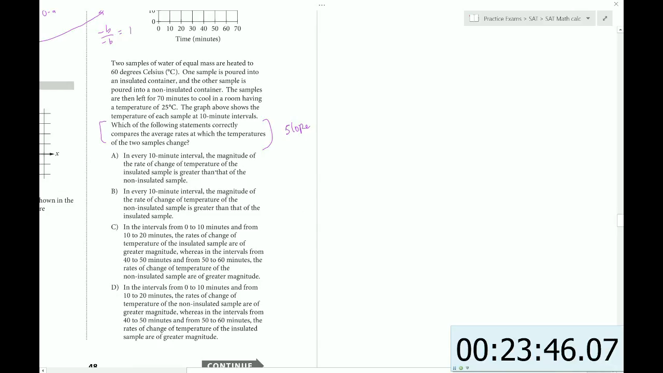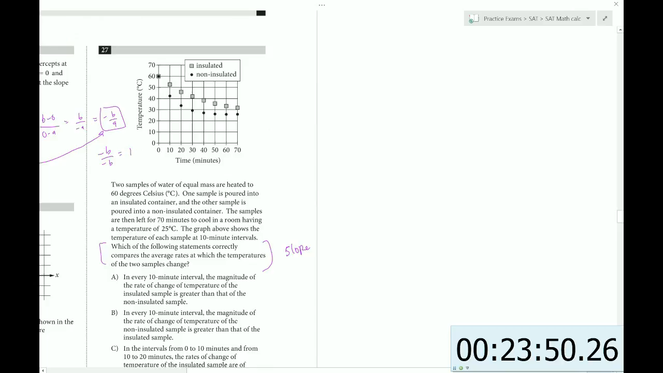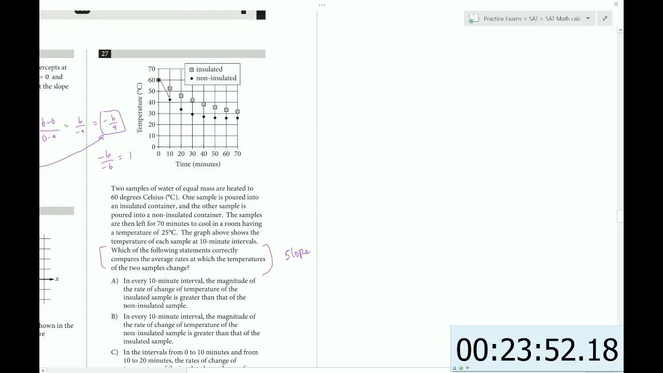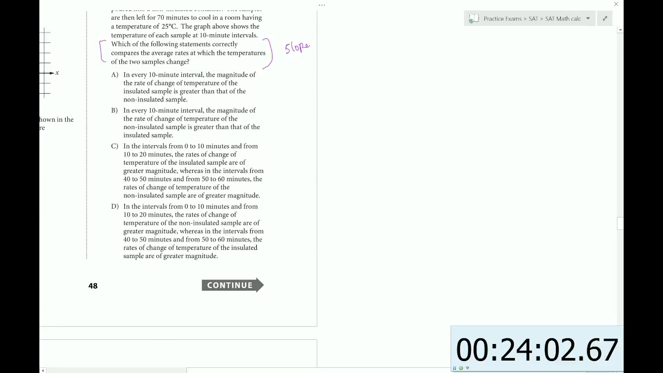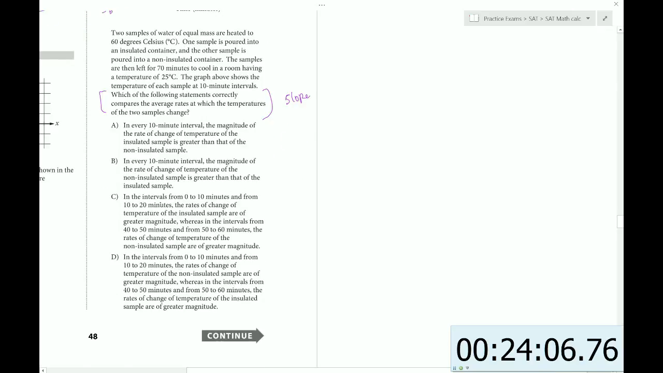Okay. Oh, I see. So the steepness starts out steeper for the non-insulated, but then it levels off faster. So it starts off steeper for the non-insulated, and that's the beginning. So from 0 to 10 and from 10 to 20, the rate of change of the non-insulated sample is of greater magnitude. So it would be this choice.